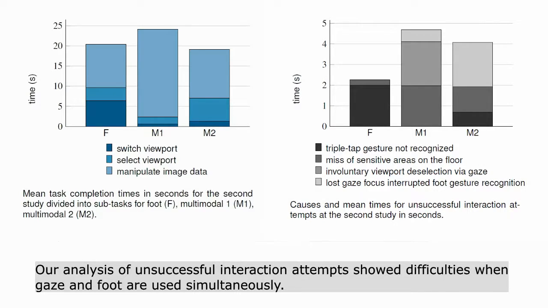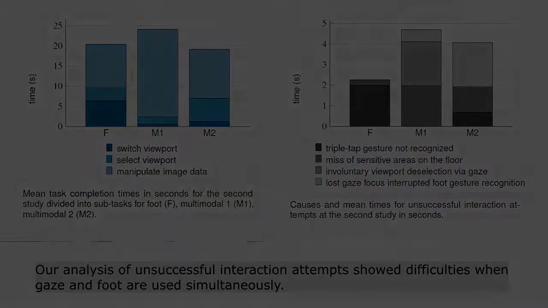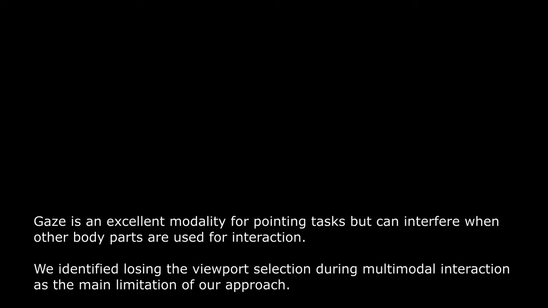Our analysis of unsuccessful interaction attempts showed difficulties when gaze and foot are used simultaneously. Gaze is an excellent modality for pointing tasks, but can interfere when other body parts are used for interaction. We identified losing the viewport selection during multimodal interaction as the main limitation of our approach.